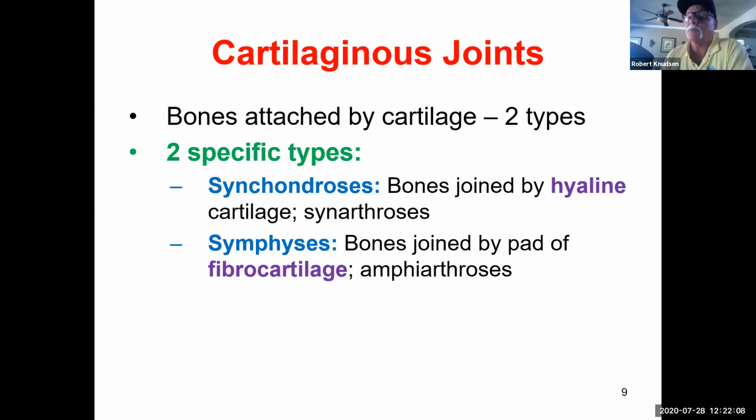Does it move? Does your pelvis move? You're going, no, you're wrong. It does. It moves a little bit. Ladies, when you're having a big 10-pound kid, you better believe it's going to move. Okay?